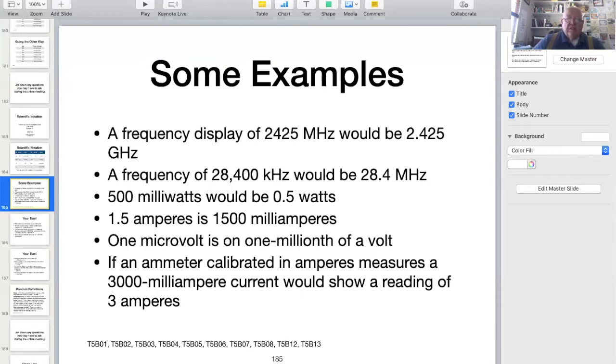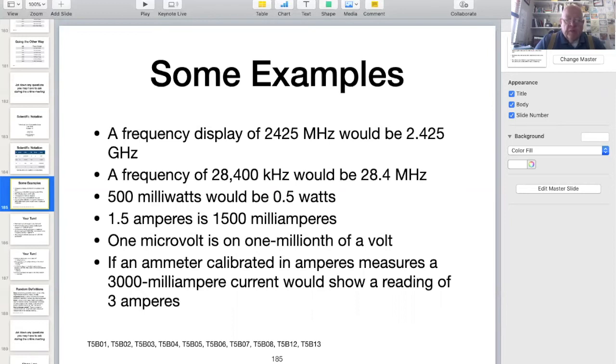To move from milliwatts to watts, I need to add three decimal places. So 500 milliwatts would be 0.5 watts. To move from amps to milliamps means I need to move the decimal point three places to the right. So 1.5 amps would be 1,500 milliamps. To move from microvolts to volts means I need to add three decimal points for micro and three more for milli. So 1 microvolt would become 0.000001 volts, or 1/1,000,000th of a volt.